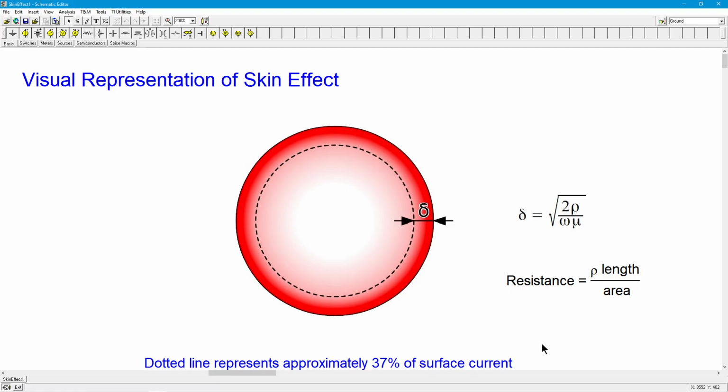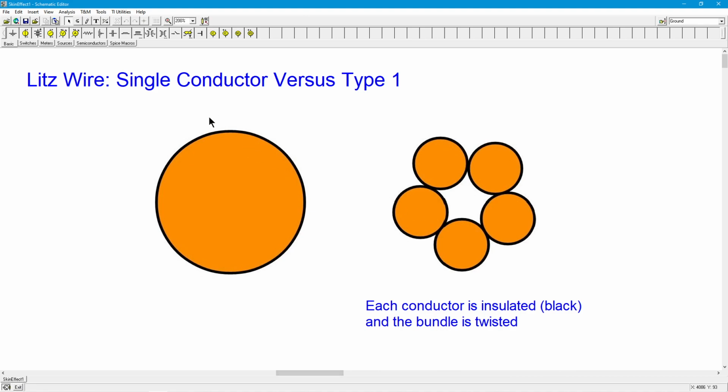So what do we do? Well, how about if we use multiples? This is what Litz wire is all about. Litz wire basically comes from a German word, which essentially means braided. What we're going to do is, instead of using one big conductor, we're going to divide this up into a bunch of little conductors. So I've drawn 5 of them over here. And the overall diameter of this is pretty close to what this would be.